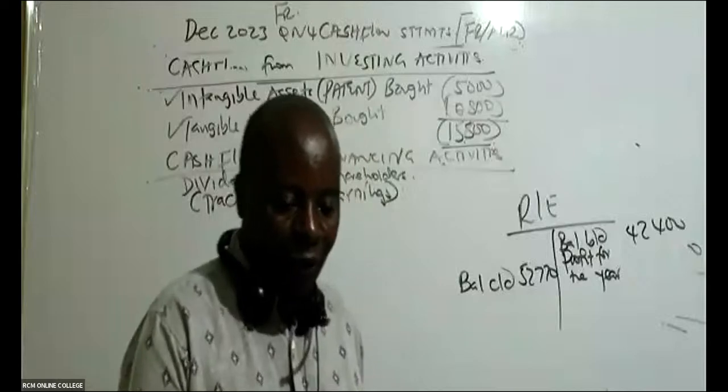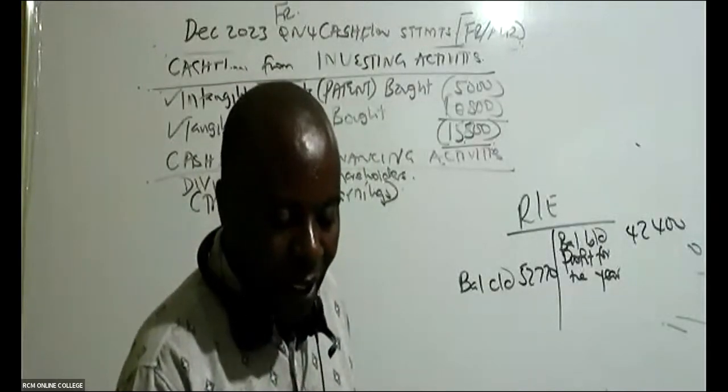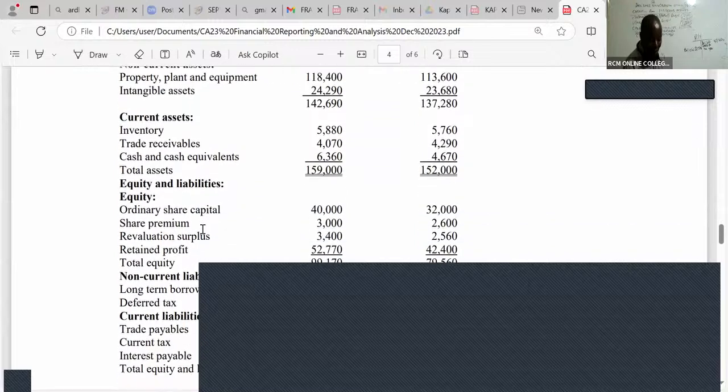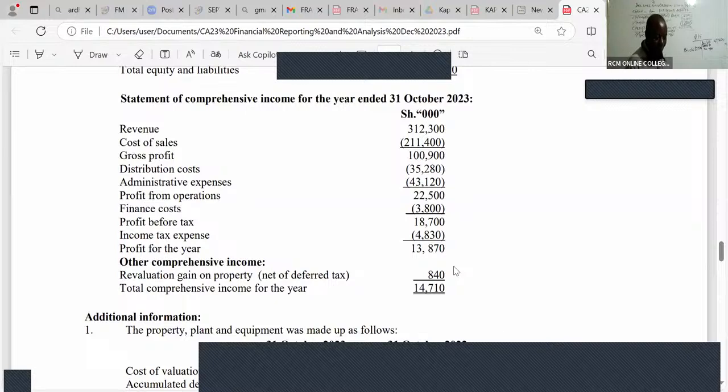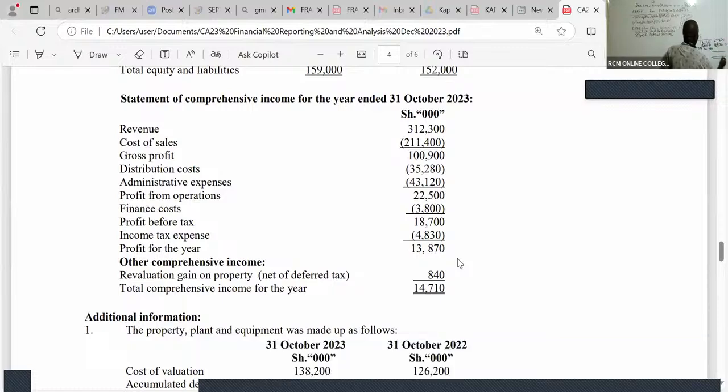So in this case here, profit for the year. Are you able to see the profit for the year? Let's check. Go to your income statement and see the profit for the year. Leave the comprehensive part, it is profit for the year. The profit after tax is 13,870. And then you balance your accounts.